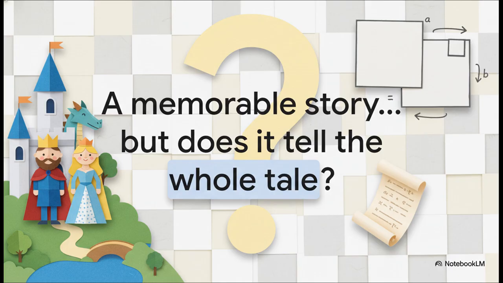But it does leave us with one last question to think about. We've seen how this story perfectly explains the square of a sum, (A plus B) squared. But what about the square of a difference? What about (A minus B) squared? How would our little fairy tale have to change to tell that story?